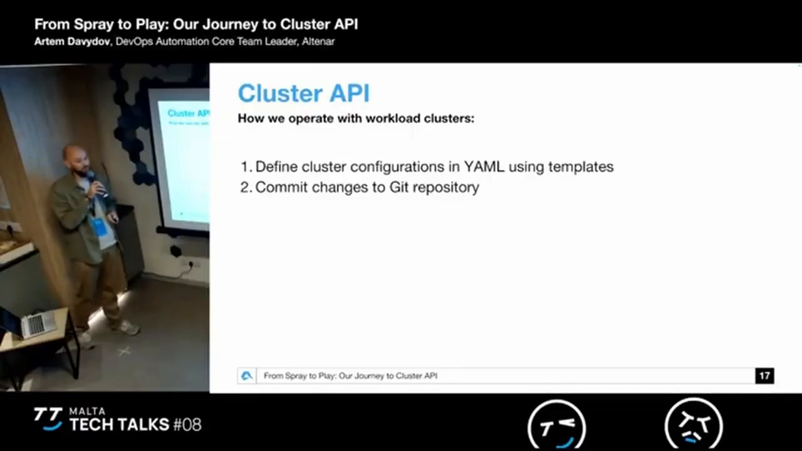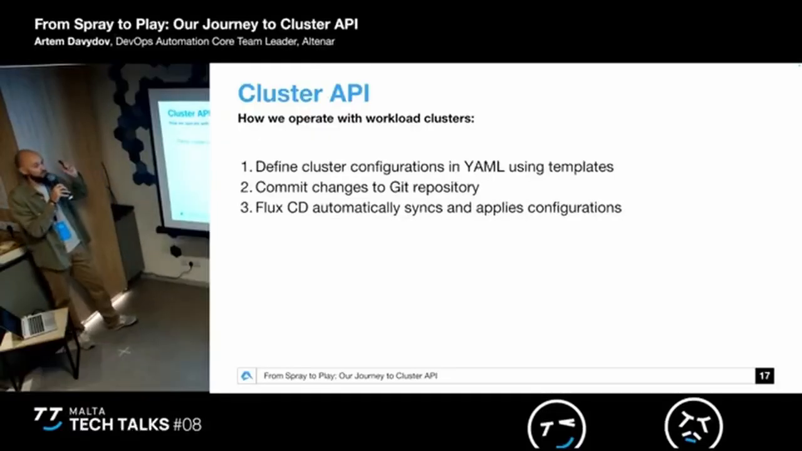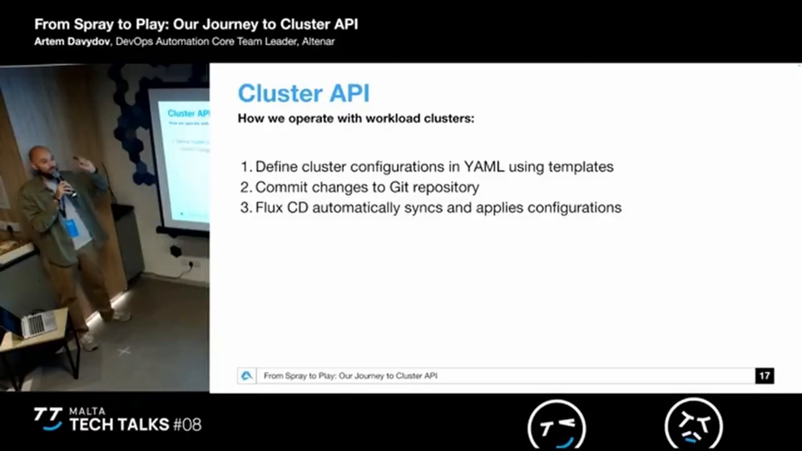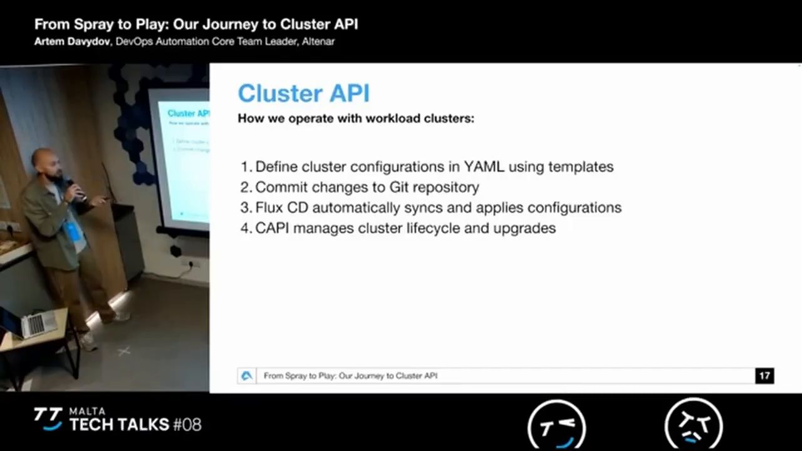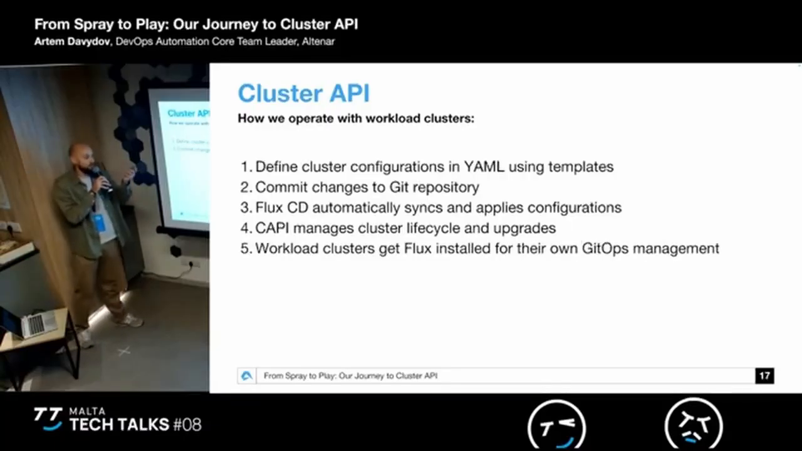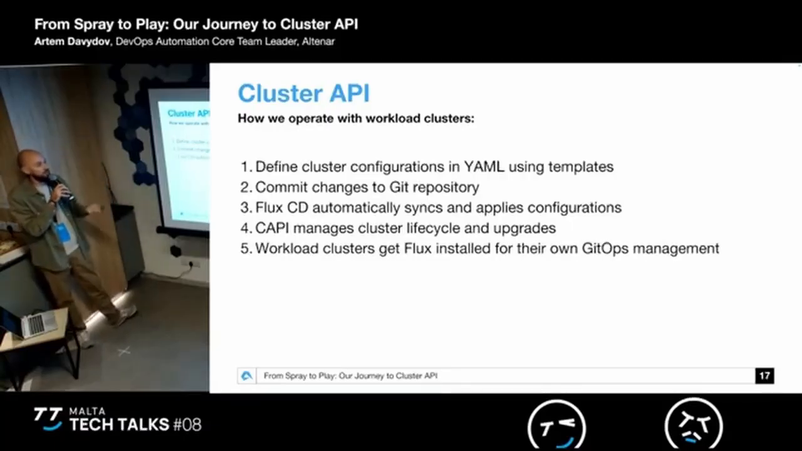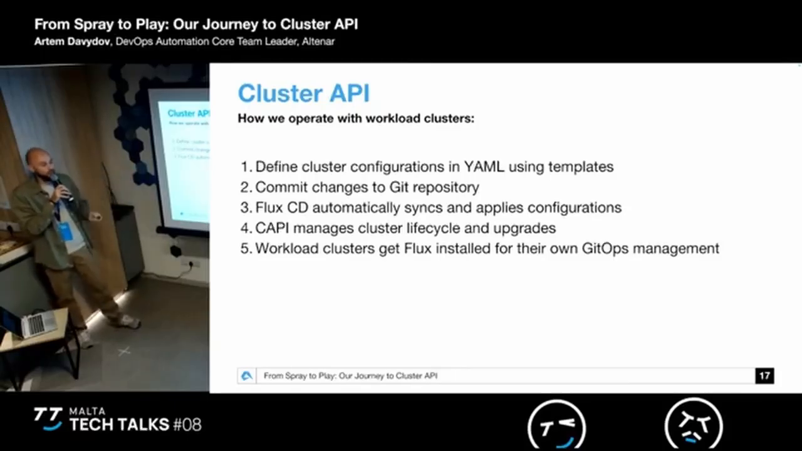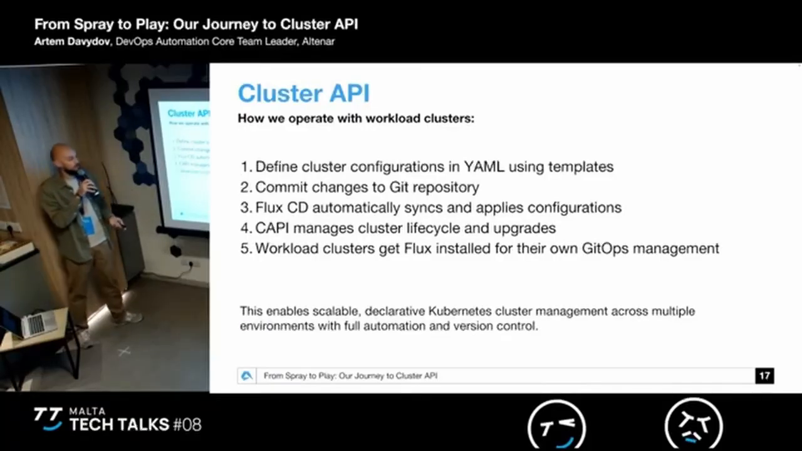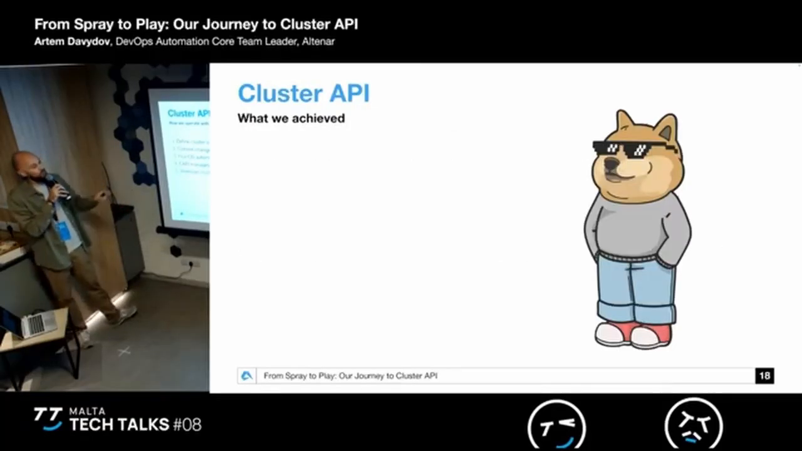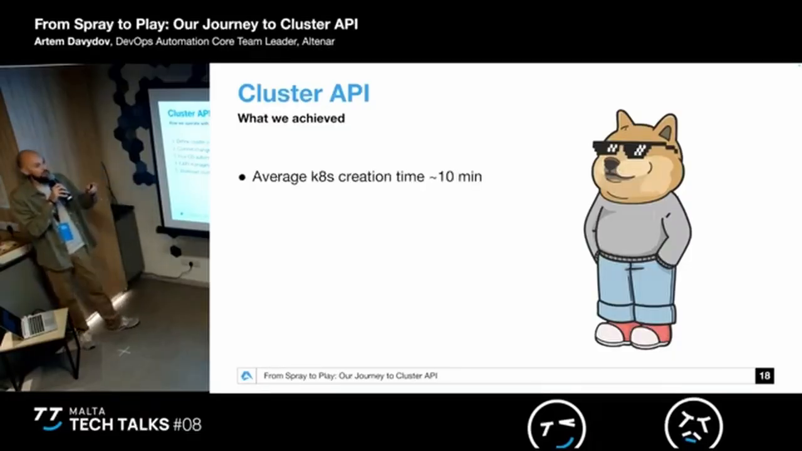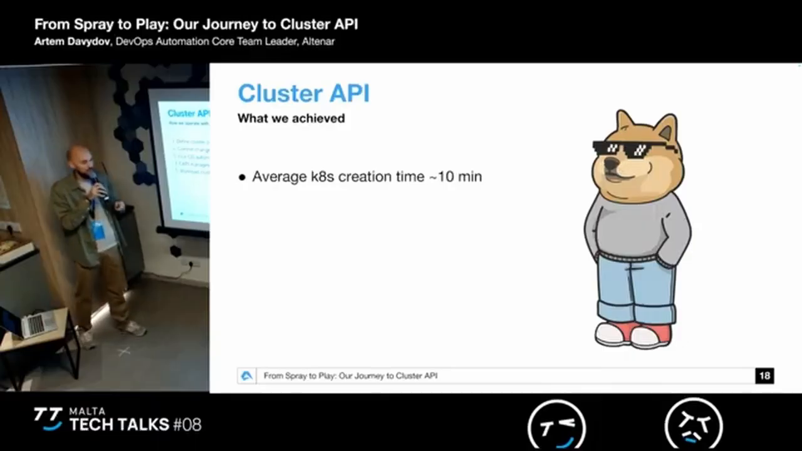How do we operate with workload clusters? First of all, an engineer defines the cluster configuration in YAML templates and brings a PR to the engineering team. If it is approved and merged, Flux CD automatically syncs and applies the configuration. Cluster API manages cluster lifecycle and upgrades. And workload clusters get their own Flux installed for their own GitOps management.